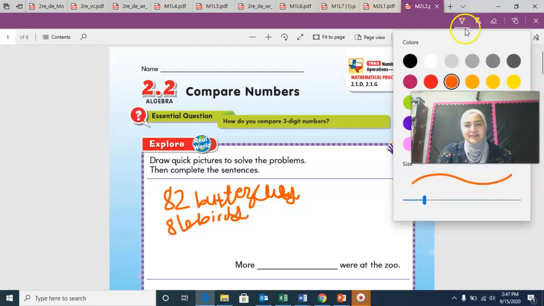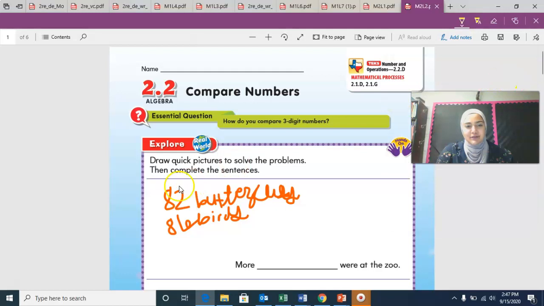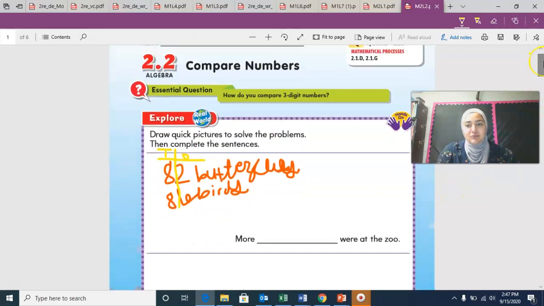So now what we're going to do is, as I always tell you, you're going to draw your ones and tens chart. Ones, tens. We would draw hundreds, but there aren't any hundreds, so that's not necessary. Now we're going to find out which one is more. Which one were there more of? Were there more butterflies, or were there more birds?